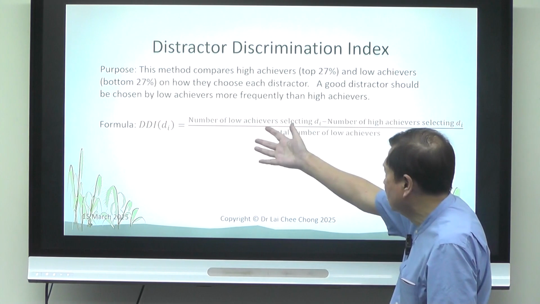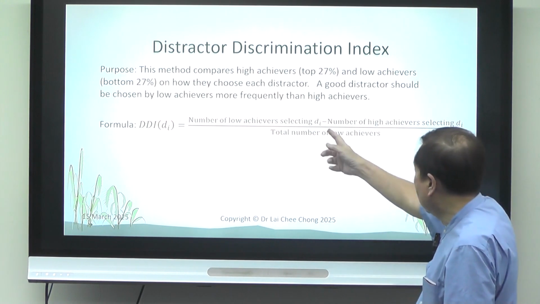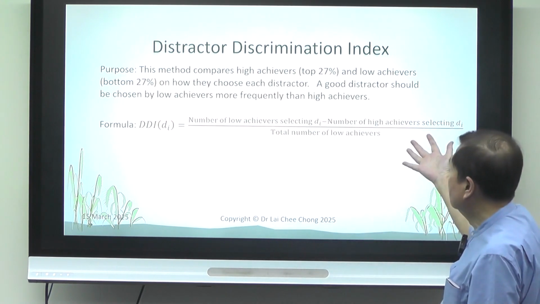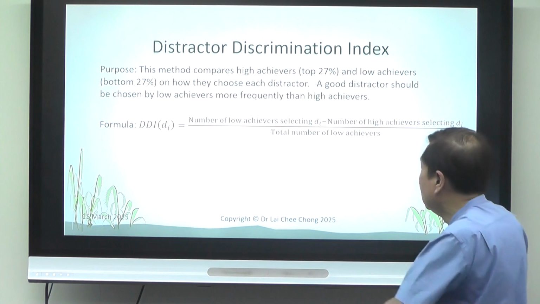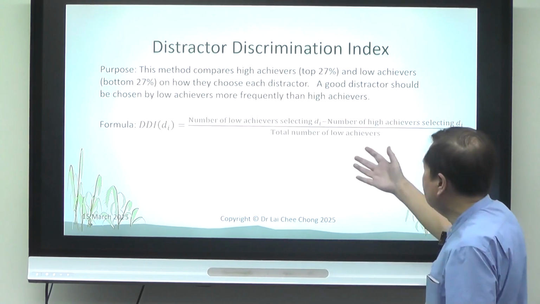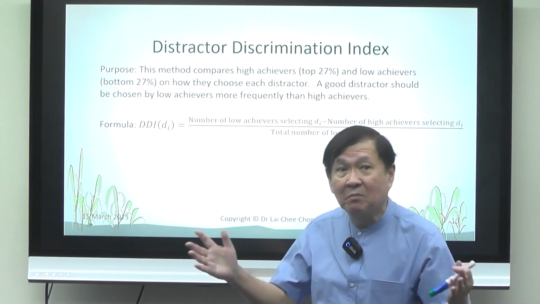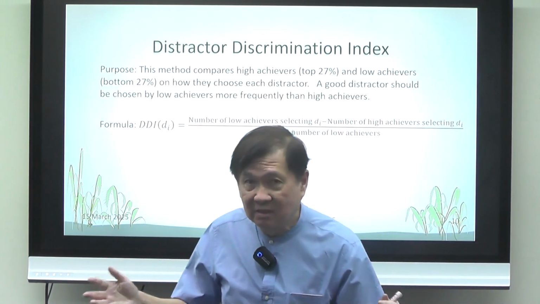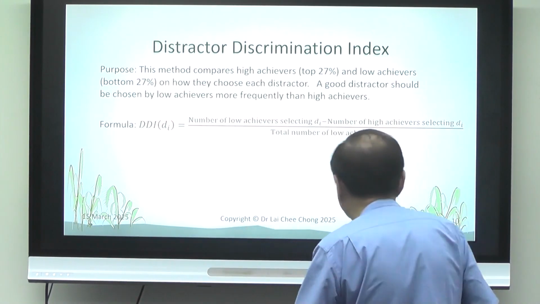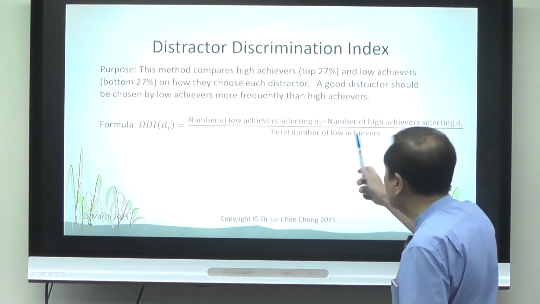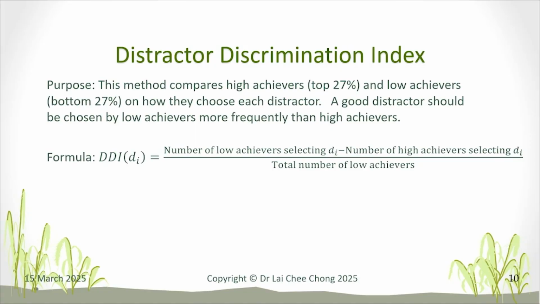Number of low achievers minus the number of high achievers. This is the other way around, okay? Watch out, I do it the other way around. Divided by the total number of low achievers. By the way, high and low doesn't matter. Why? It's the same number. You see that? Same number. So I don't worry about whether high or low. The total number of low achievers in one group, that's basically what I'm talking about. And you can find what we call the Distractor Discrimination Index, DDI.